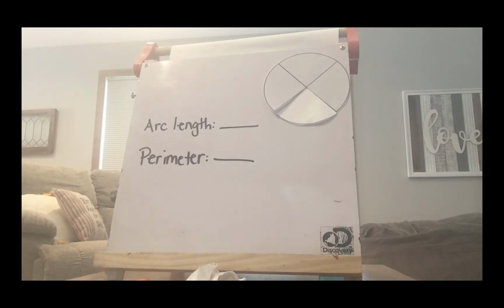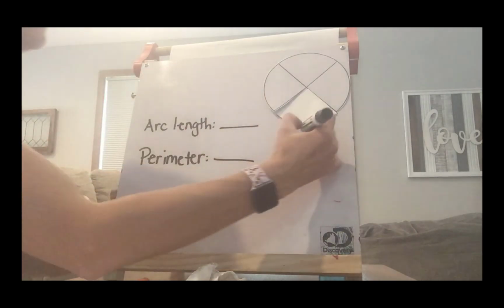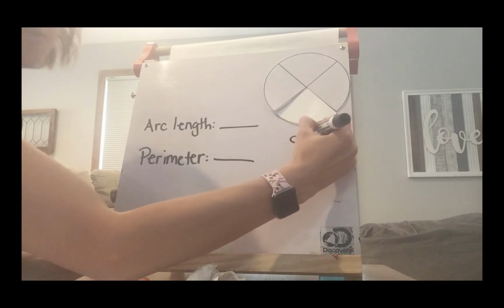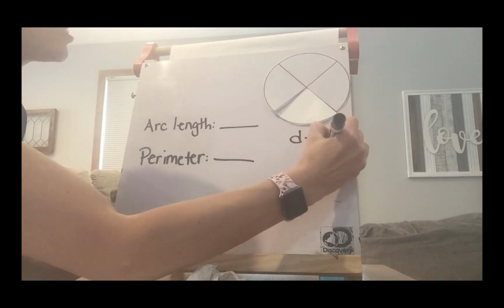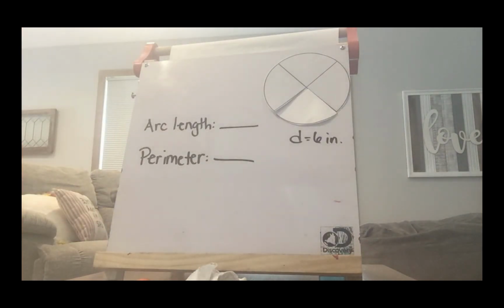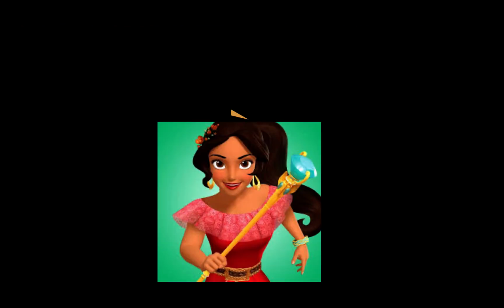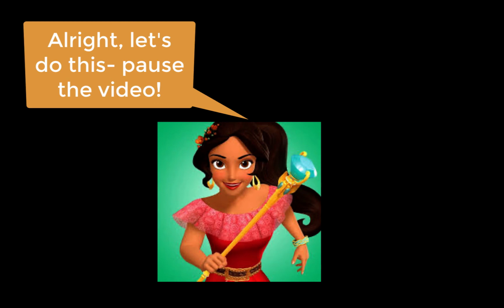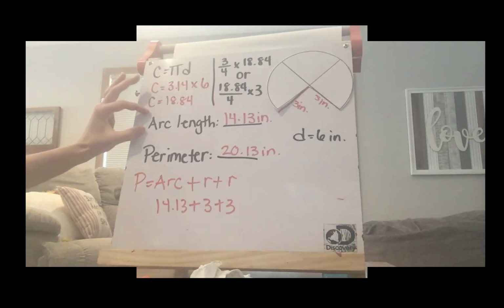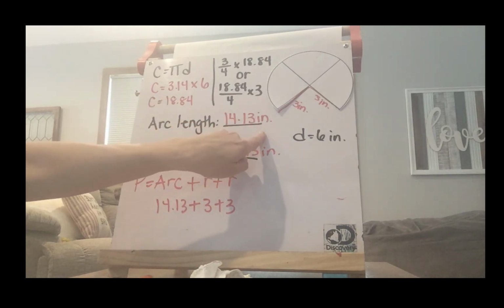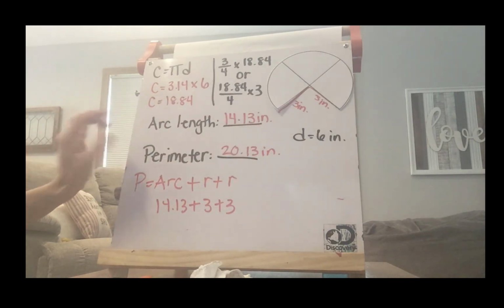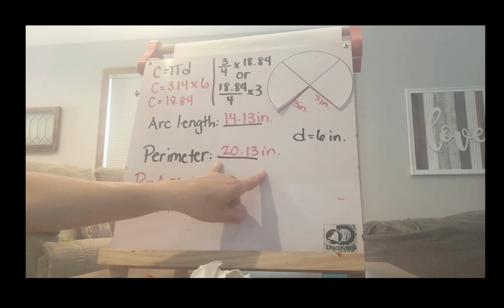With this example for number 4, I'm going to give you that the diameter, write this with me somewhere near the circle, is 6 inches. And I'm going to have you pause the video and do this one on your own. Come back and check your work with mine. The arc length that you should get is 14.13 inches, and the perimeter is 20.13.